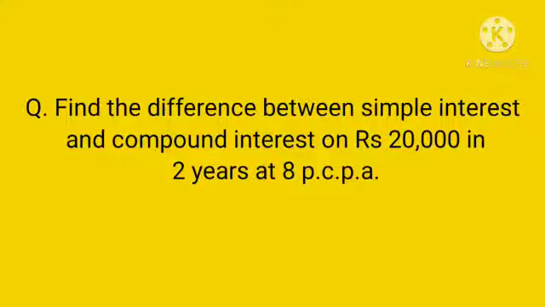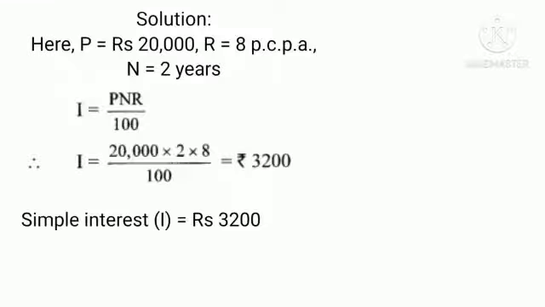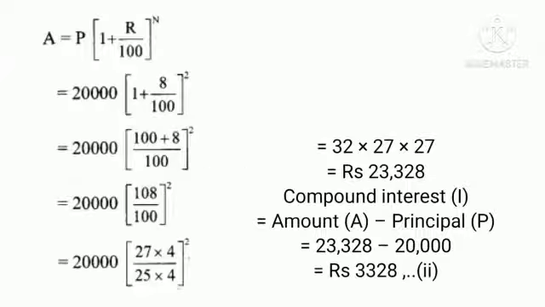Next, find the difference between simple interest and compound interest on rupees 20,000 in 2 years at 8% per annum. Solution: here principal P is equal to 20,000, rate of interest R is equal to 8% per annum, number of years N is equal to 2 years. First, let us calculate simple interest. So, simple interest is equal to principal multiplied by number of years multiplied by rate of interest upon 100, which is equal to 20,000 multiplied by 2 multiplied by 8 upon 100, which is equal to 3,200.